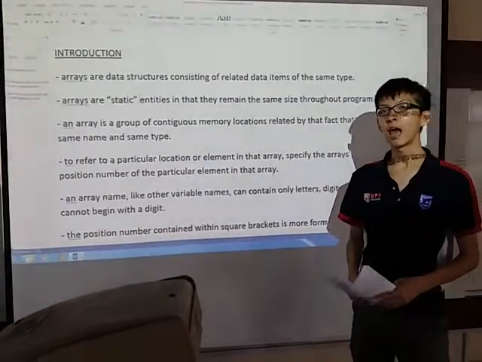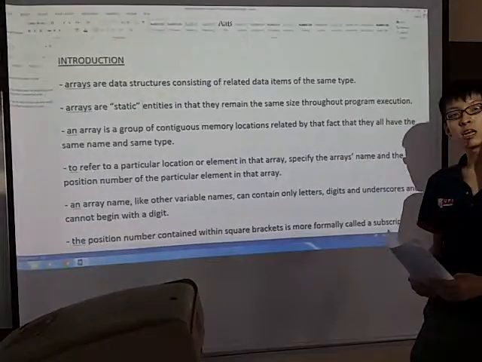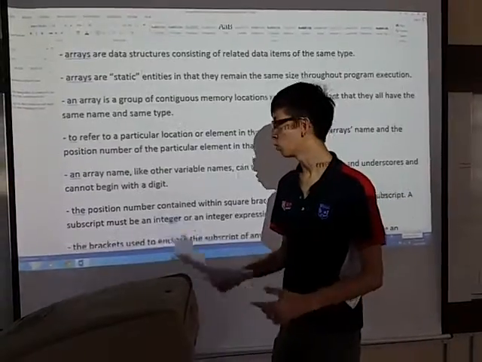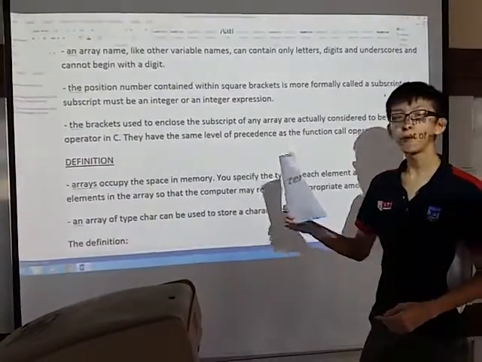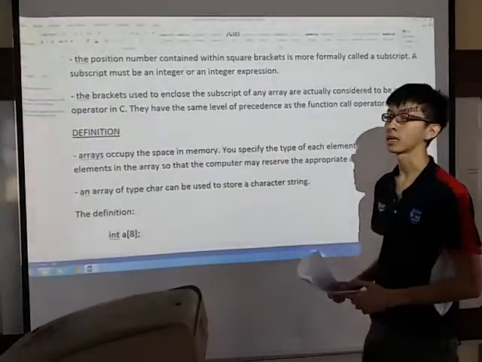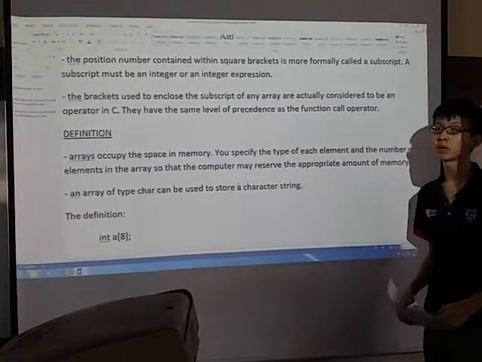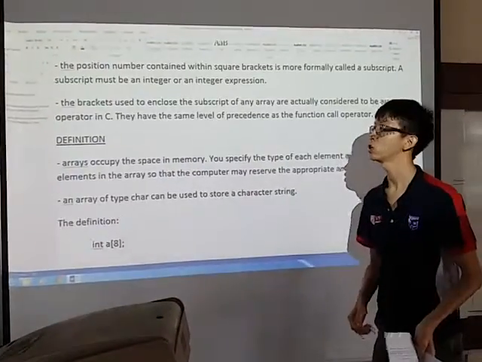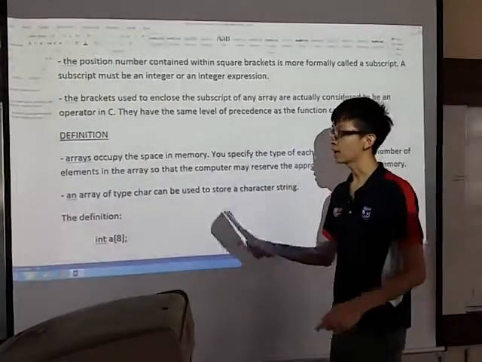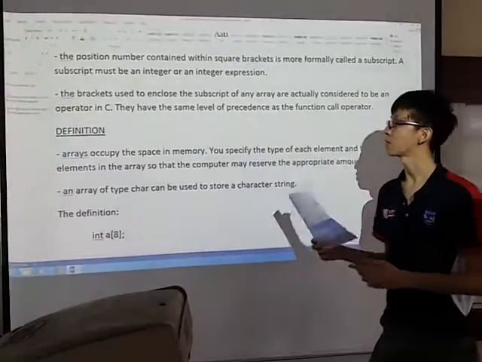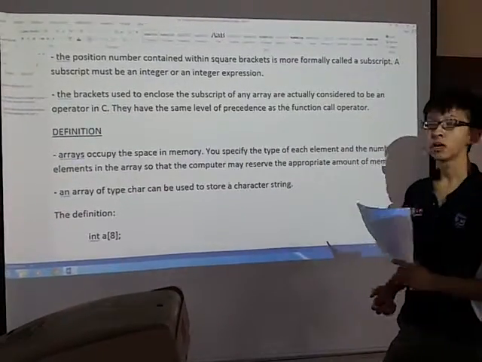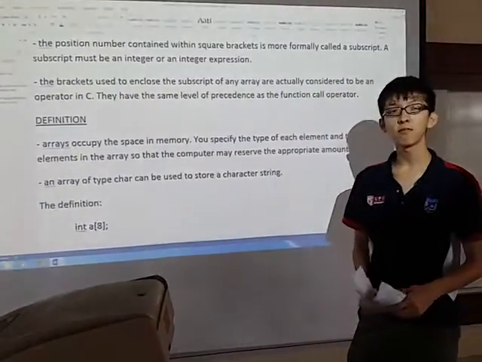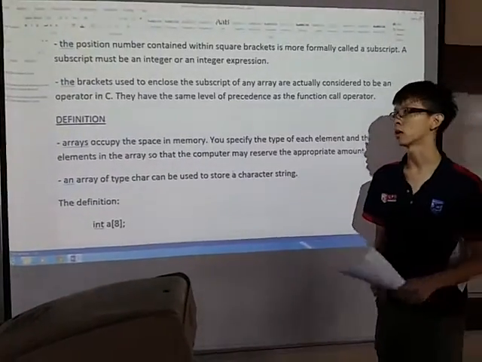An array name, like other variable names, can contain only letters, digits, and underscores, and also cannot begin with a digit. The position number contained within square brackets is more formally called a subscript. A subscript must be an integer or an integer expression. Besides that, the brackets used to enclose the subscript of any array are actually considered to be an operator in C. They all have the same level of precedence as the function call operator.